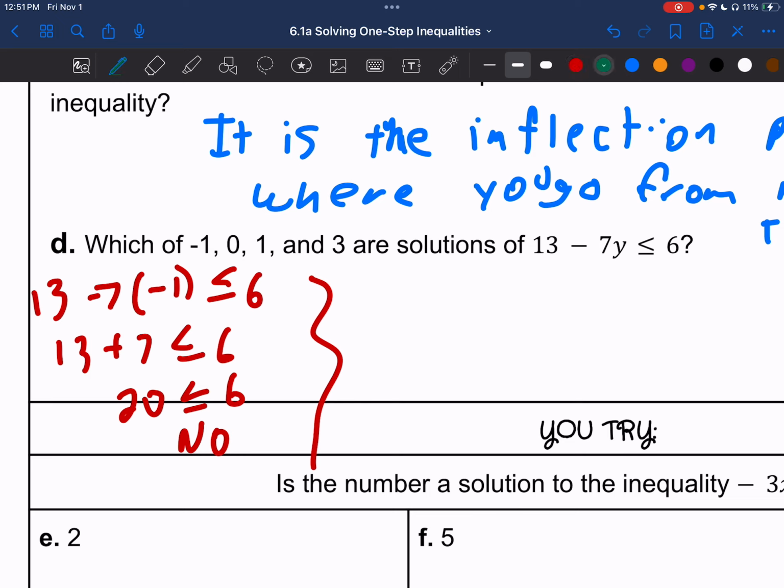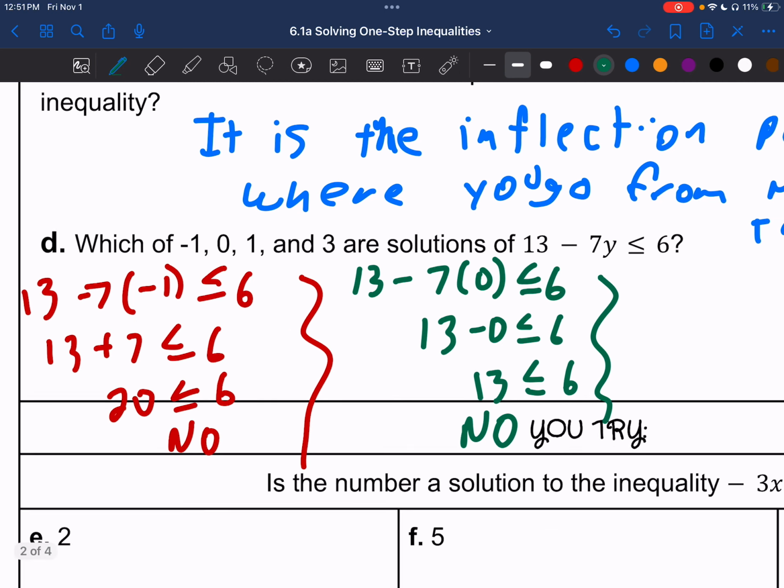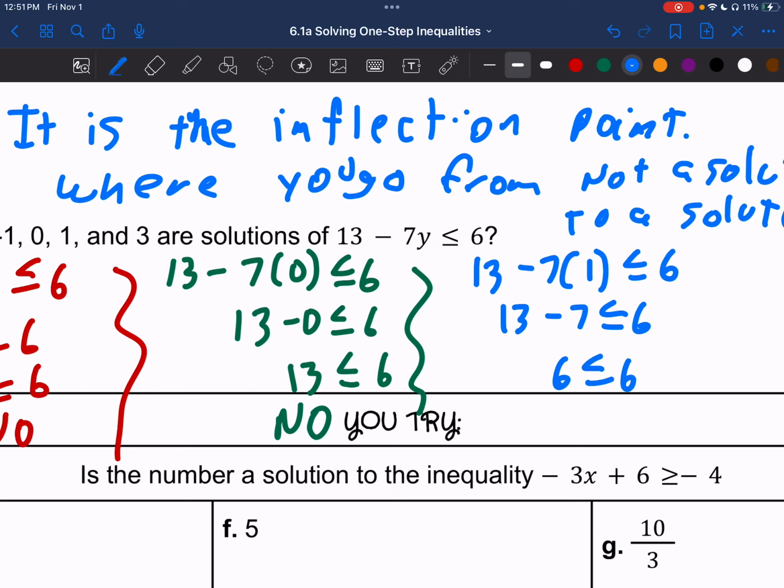So our next value that we're going to substitute in is 0. 13 minus 7 times 0 is less than or equal to 6. Is 13 less than or equal to 6? No. Next up, 13 minus 7 times 1 is less than or equal to 6. So 13 minus 7 is going to be 6. Is 6 less than or equal to 6? Yes.